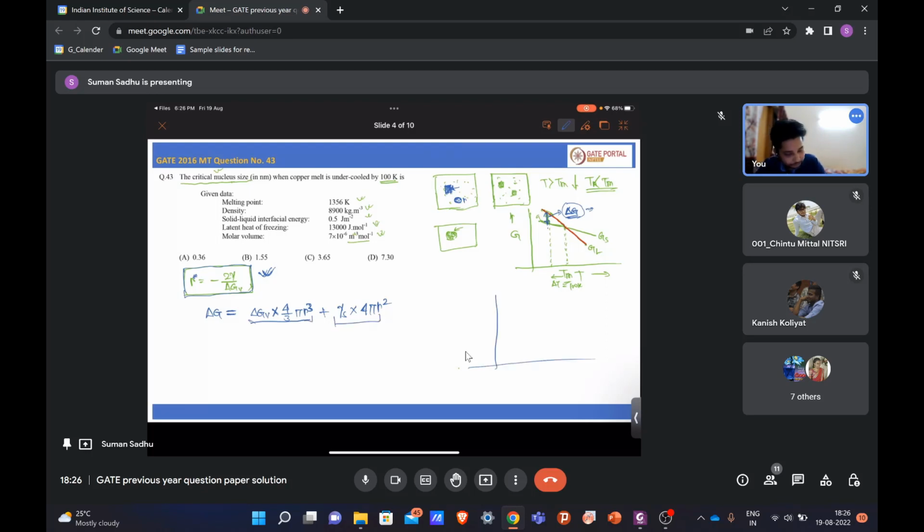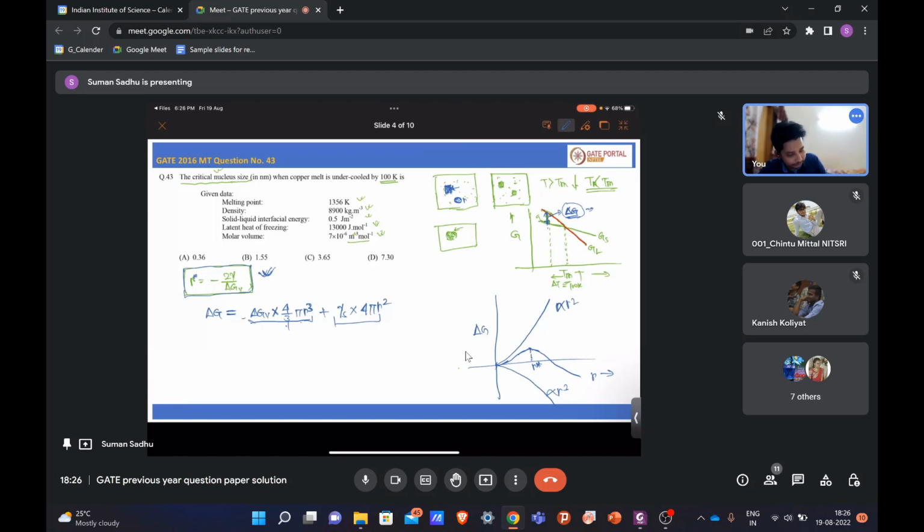So if we plot delta G with r, we'll get that this term is proportional to r square and this term is proportional to r cube. This is negative because free energy is decreasing, right? So this will be on the negative side and this is positive, so it will go upwards. Now if you take the resultant, it will be like this. Now you can see that there is a highest critical point. This is the r star.